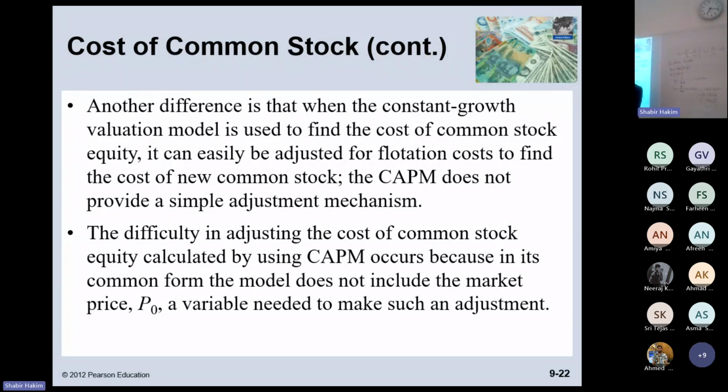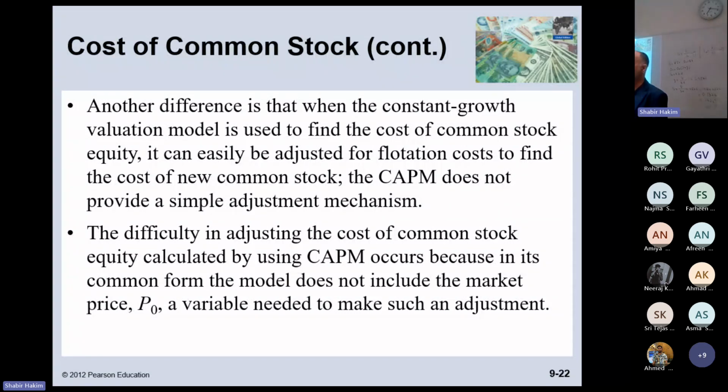Again, it can be reducing the cost of common stock. Say equity developed using debt occurs because in its common form, the model does not include the market price P0, a variable needed to make these certain steps. So obviously there is no P0 or price anywhere in the capital.